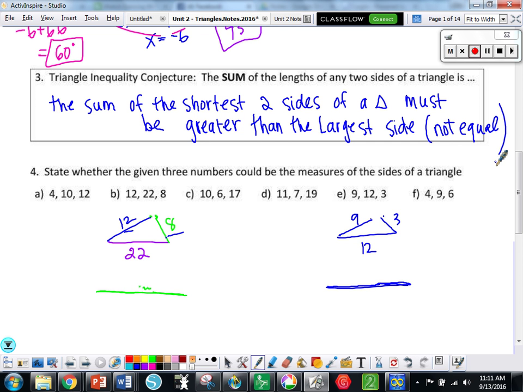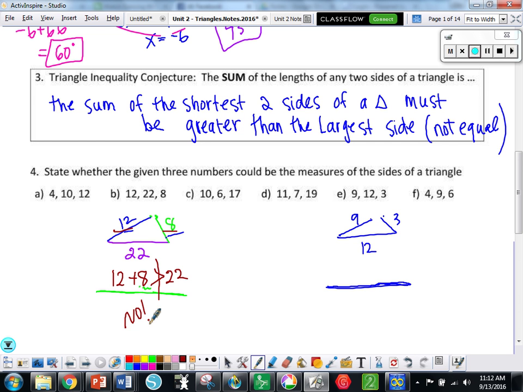So when I'm answering a question like this, going back to part B, state whether the given 3 numbers could be the measures of the sides of a triangle. I'm going to look at those shorter 2 sides, and I'm going to ask myself, is it greater than 22? Is that a yes or a no? It is not greater, so my answer is no. The answer is no. This is how you show your work. So you'll have that on each of them.